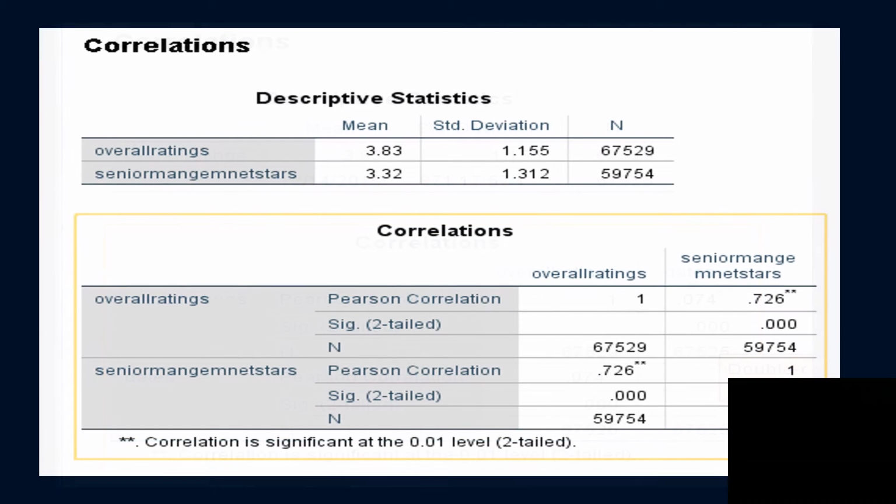In this same manner as the last analysis, the null hypothesis is that there is no correlation between overall rating and senior management stars. And the alternative hypothesis is that there is significant correlation between overall rating and senior management. Again, the Pearson correlation analysis rejects the null hypothesis and retains the alternative hypothesis that there is a correlation between overall rating and senior management, because the p-value is 0.00, which is less than the 0.05.